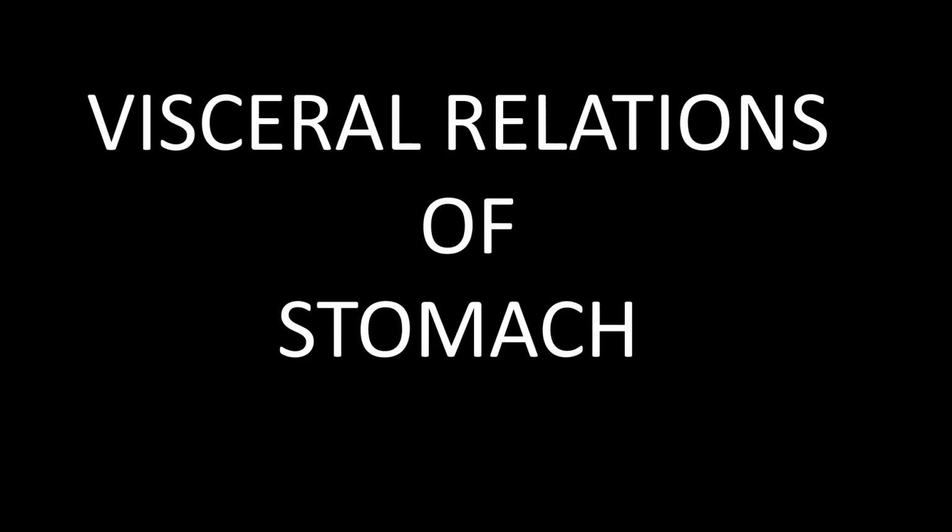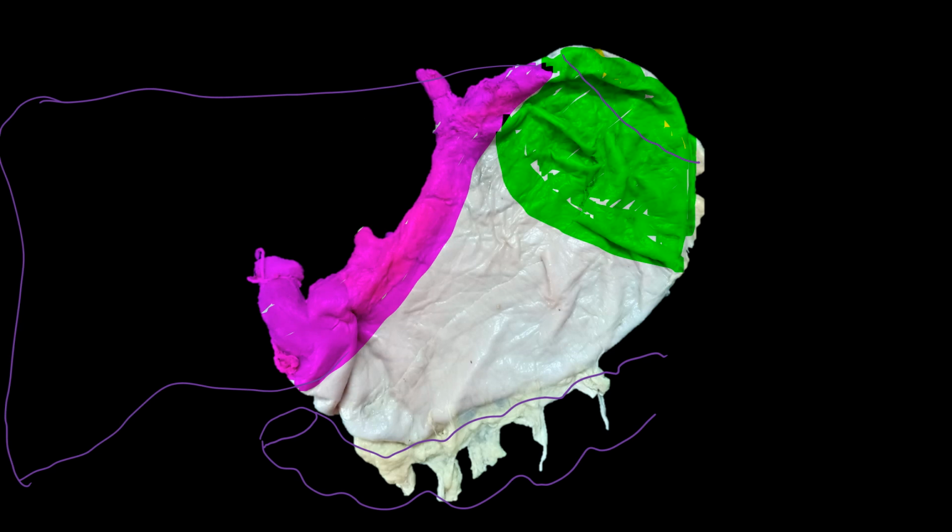Let's discuss about the visceral relations of the stomach. It has two surfaces, the anterior surface and the posterior surface. We are looking at the stomach from the anterior side. Here, this purple color area shows the relations of anterior surface of stomach to the liver. It is related with the left lobe of the liver and quadrate lobe of the liver.